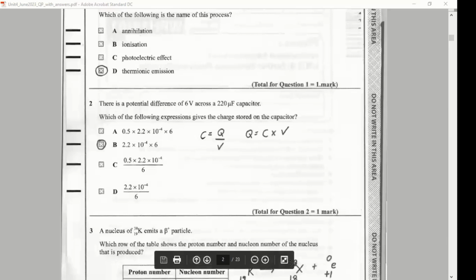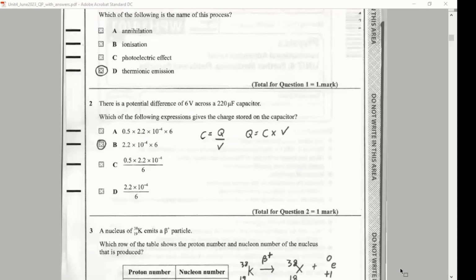Question 2. There's a PD of 6 volts across a 220 microfarad capacitor. Which of the following expressions gives the charge stored on the capacitor? The capacitance of a capacitor is the amount of charge stored per volt, Q over V. So if you multiply the capacitance by the voltage, you'll get the charge stored. 220 microfarads is actually 2.2 times 10 to the minus 4, multiplied by 6. The answer is B.